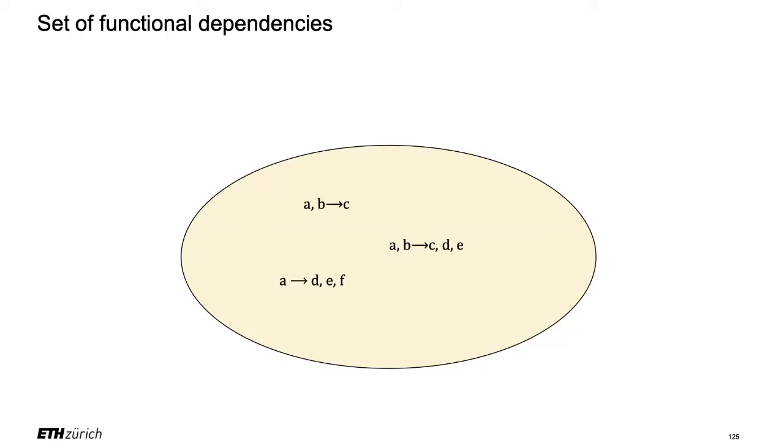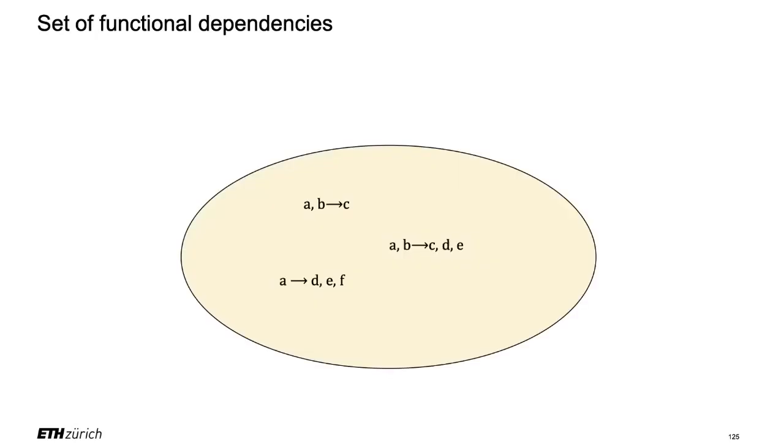So here we have that the columns A and B together functionally determine C. The columns A and B together functionally determine C, D, and E, and the column A alone functionally determines columns D, E, and F. Okay, so this is an example of what we could have. We have a universe of tables, and we have these three functional dependencies. So given that, we can actually do super cool things.